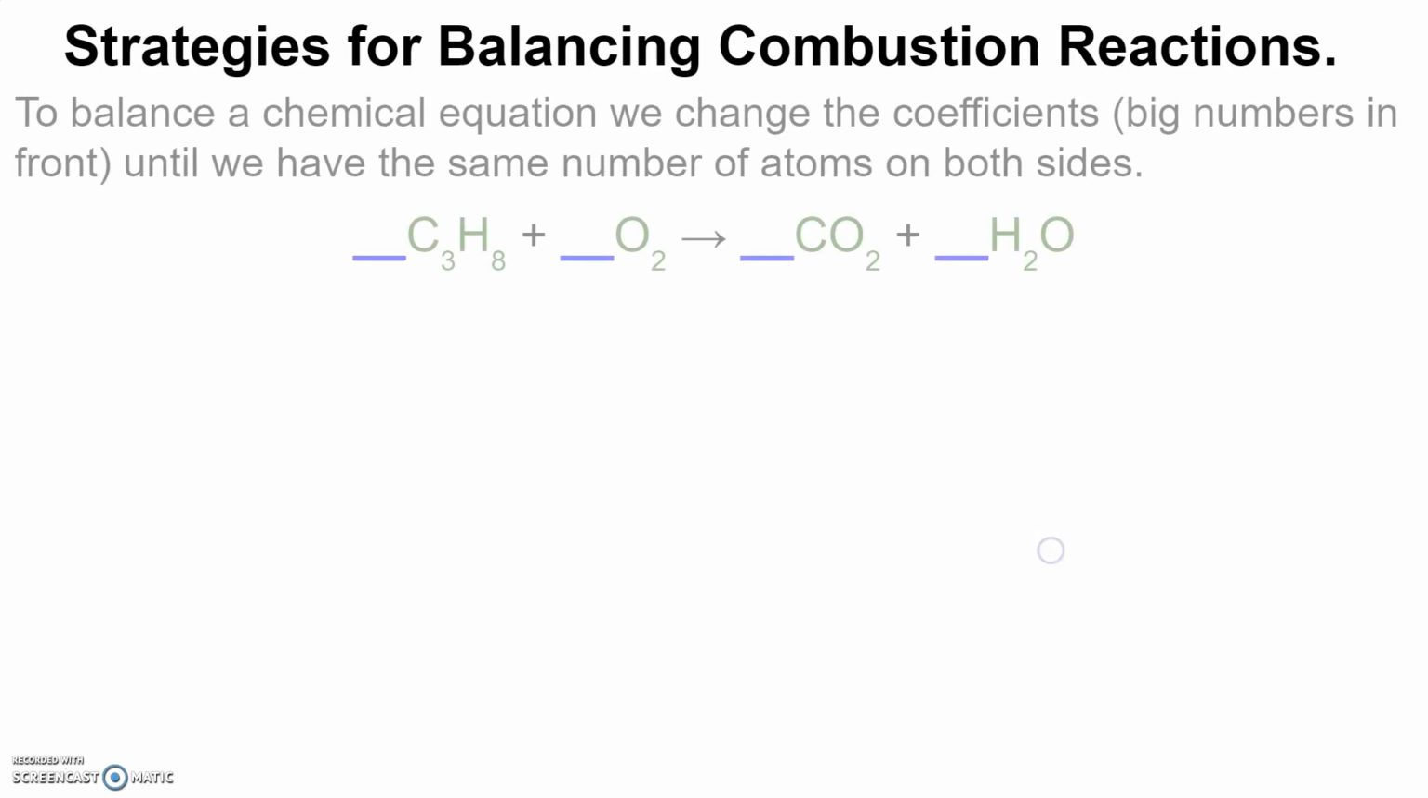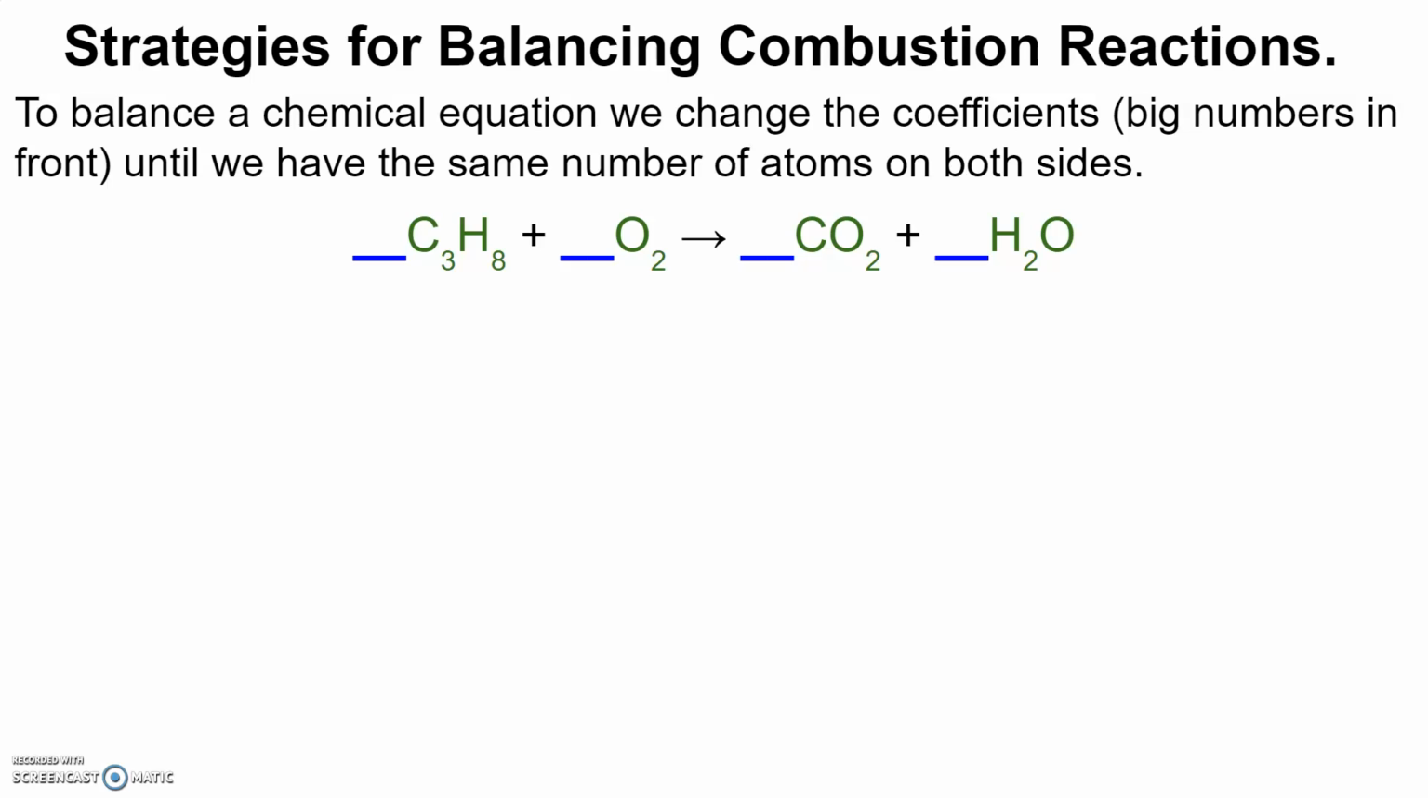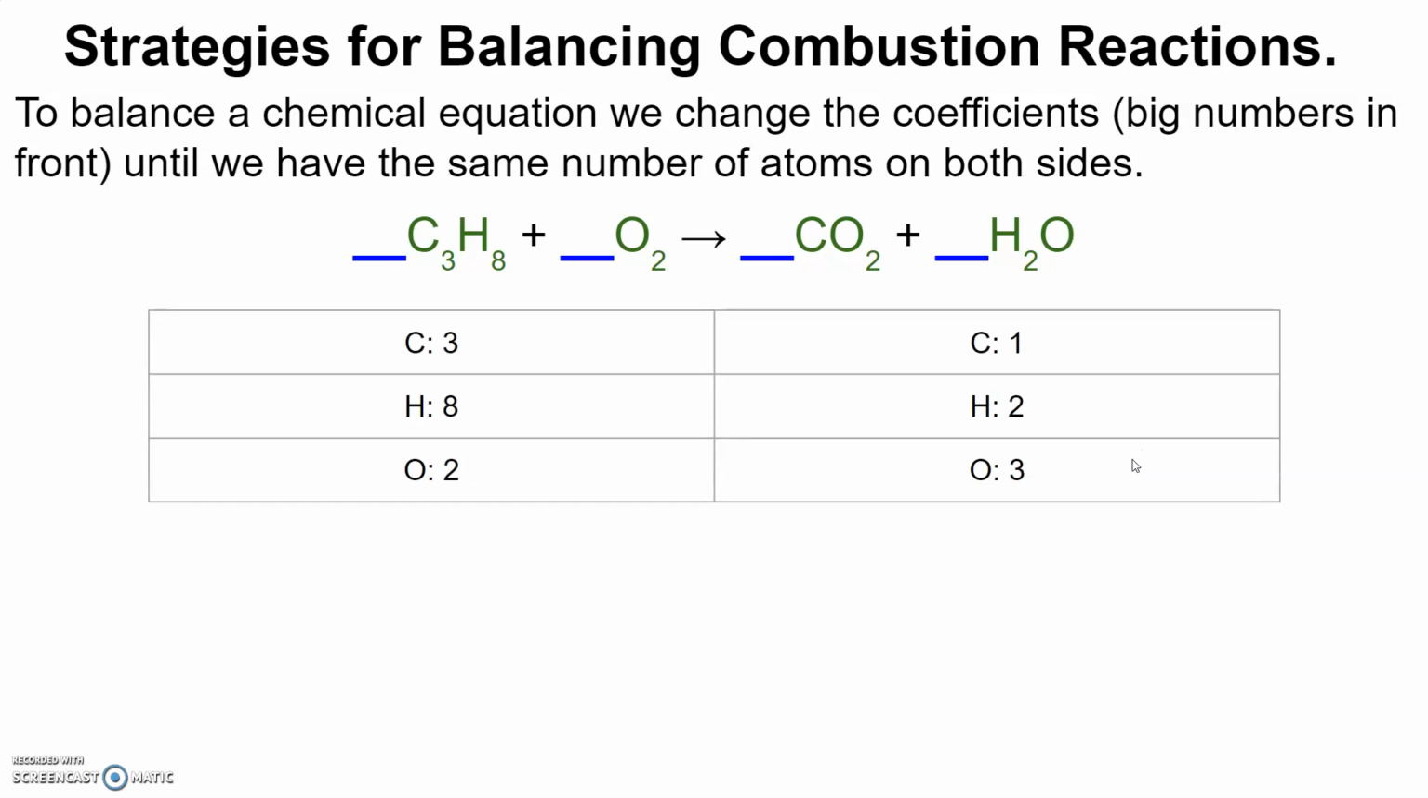If you're given a combustion reaction like this, combustion of propane, and you needed to balance it, remember the thing that we always do is we're going to change the coefficients, which are the big numbers in front, until we have the same number of atoms on both sides. So to start off, we would list out the number of atoms we have on both sides of the arrow. On the reactant side, we have 3 carbons, 8 hydrogens, 2 oxygens. And on the product side, we have 1 carbon, 2 hydrogen, and 3 oxygens. The reason we got 3 oxygens is we have 2 from the CO2 and 1 from water.